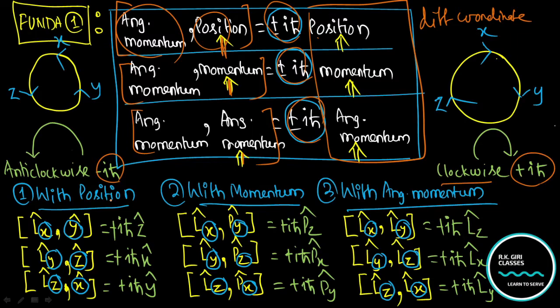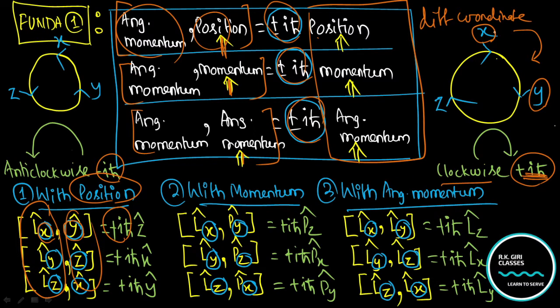How? Let's get started with position. This is the angular momentum part, these are all angular momentum, and this is your position, right? So suppose this is x and there is y. That means starting with x, then y, you are rotating the cycle or circle clockwise, then this is plus iħ. Now you are starting from x, then y, you will reach towards z, that's why iħ z.